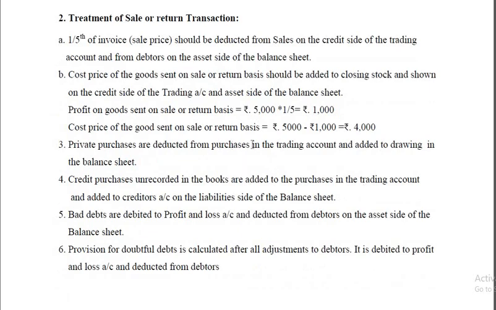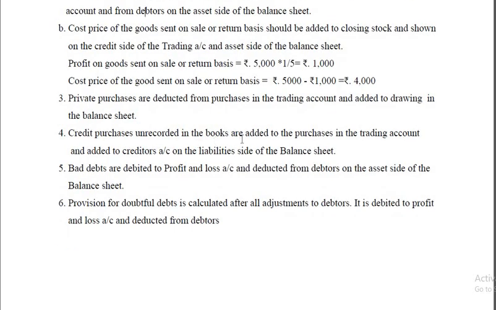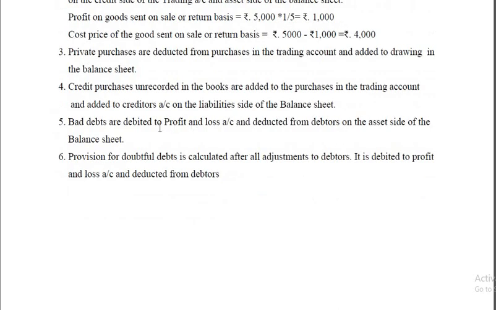Private purchases are deducted from purchases in the trading account and added to drawings in the balance sheet. Credit purchases recorded in the books are added to purchases in the trading account and added to creditors account on the liability side of the balance sheet. Bad debts are debited to profit and loss account and deducted from debtors on the asset side of the balance sheet. Provision for doubtful debt is calculated after all adjustments to debtors. It is debited to profit and loss account and deducted from debtors on the asset side of the balance sheet.